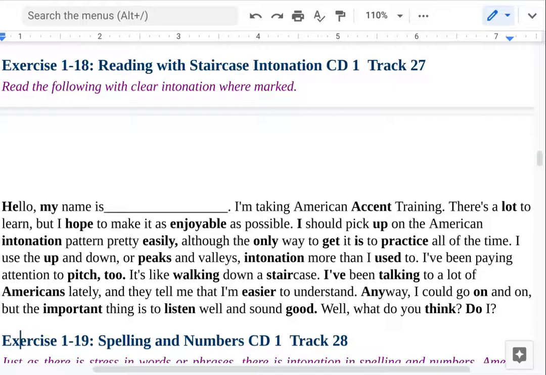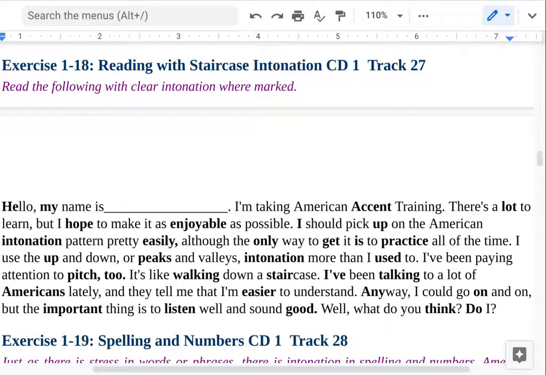Exercise 119, Spelling and Numbers. Just as there is stress in words or phrases, there is intonation in spelling and numbers. Americans seem to spell things out much more than other people. In any bureaucratic situation, you'll be asked to spell names and give all kinds of numbers, your phone number, your birth date, and so on.